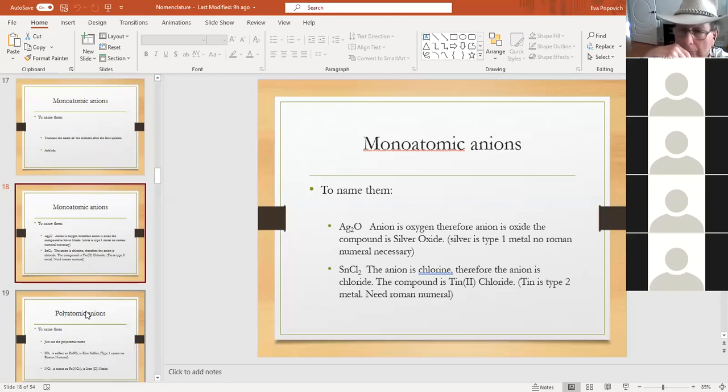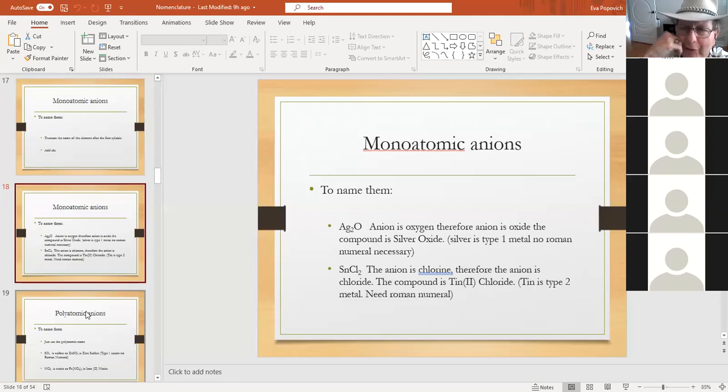Dylan, yes. Is it a type 1 metal or is it a type 2? Type 1. Type 1, it's one of the special ones. Do I need a Roman numeral, Dylan? No. Okay, so what's Ag, Dylan? 2 plus.